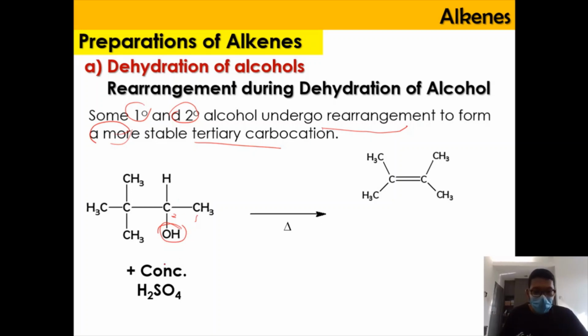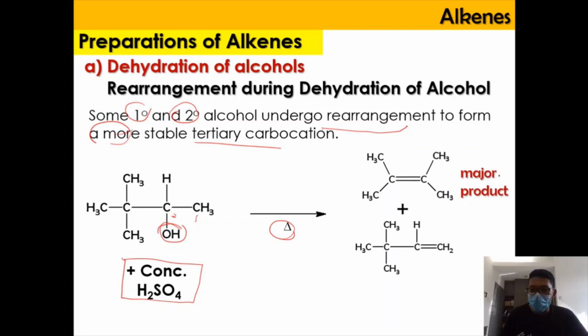So when water is eliminated from this side by treatment with the acidic catalyst and also high heat, two products will be formed. We have the first product here and we have the second product here. This is going to be the major product because it is a more substituted alkene. Meanwhile, this one is going to be the minor product. Alright, so as you can see here, this carbon is attached to 2 CH3. Okay, there are two.